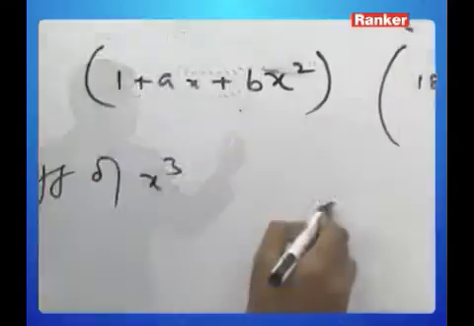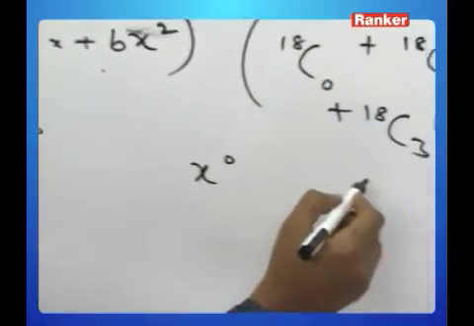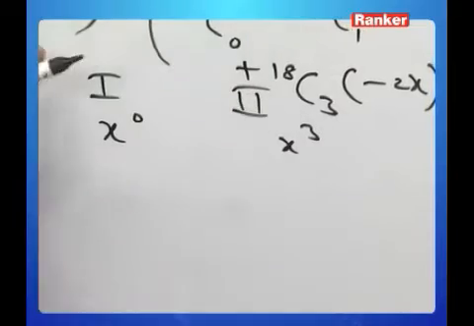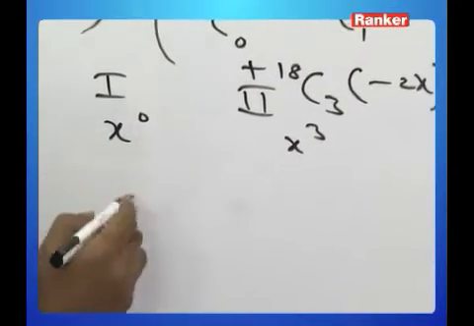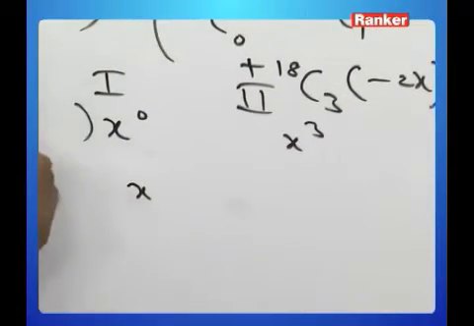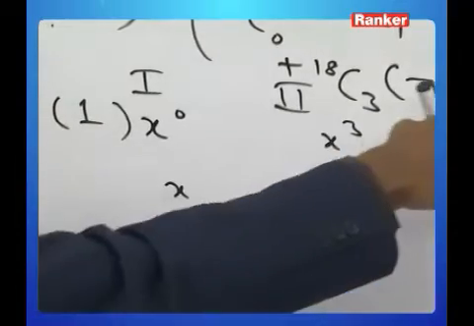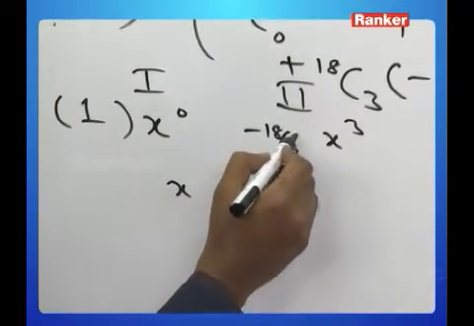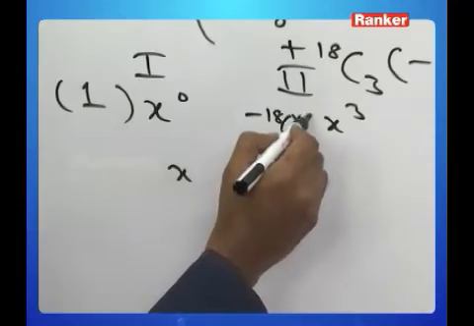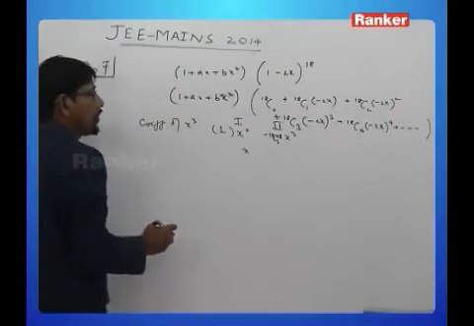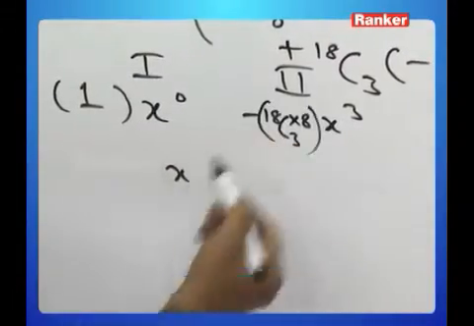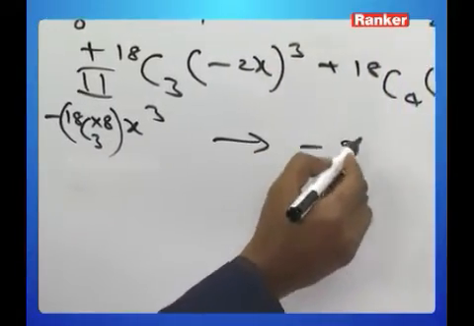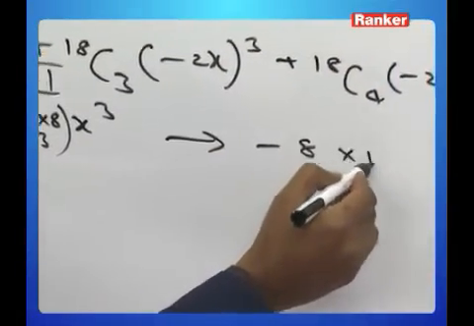So while picking up x power 0, x power 3, first, in the first expansion I look at x power 0. What is the coefficient of x power 0? 1. What is the coefficient of x cube? That is minus 18c3 into 2 cube. So minus 18c3 into 8 into x cube. So what is the resultant coefficient? What do you have? Minus 8 into 18C3.